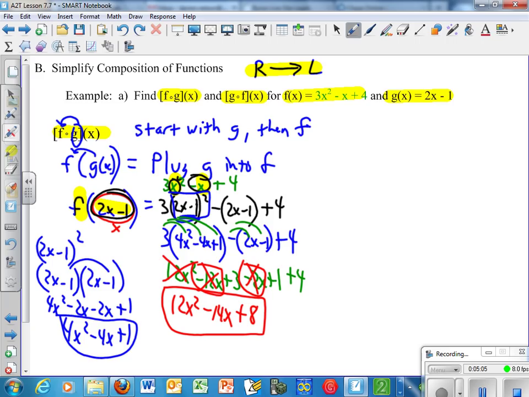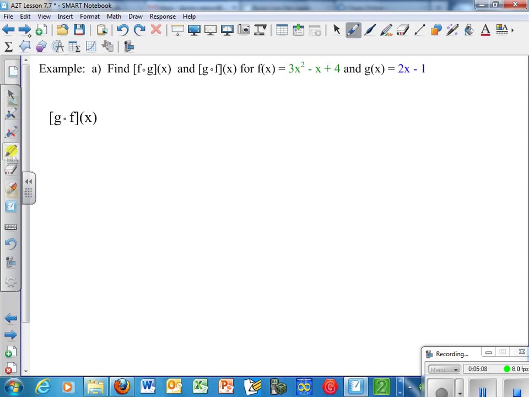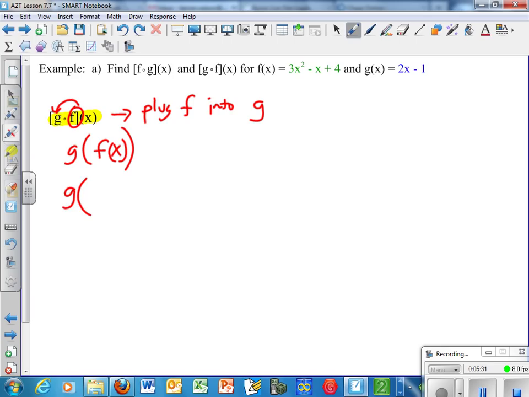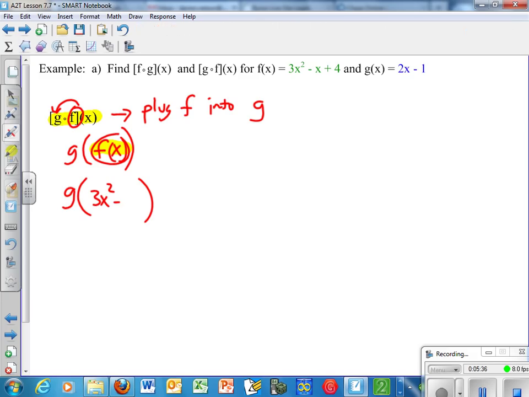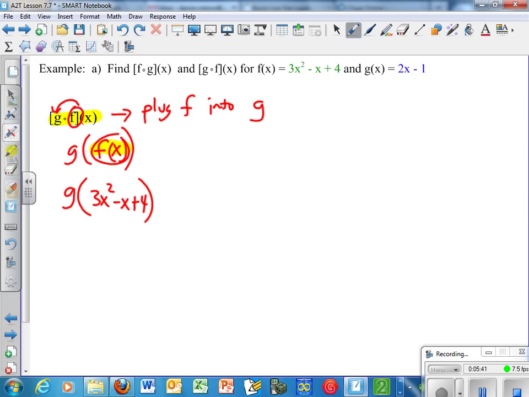Now we want to find g of f, and I have that on my next screen. But now when I do g of f, I want to start with f and plug it into g. So plug function f into g. So I want to find g of f of x. So I really want to do g of, now, what's f of x right here? Well, f of x is 3x squared minus x plus 4. So that means, and I'm going to write down the function g of x here.